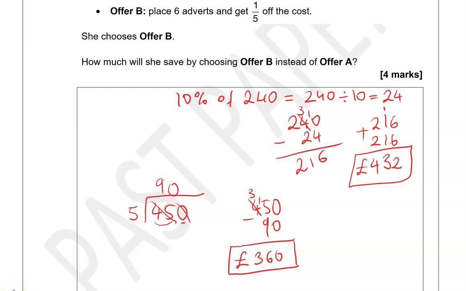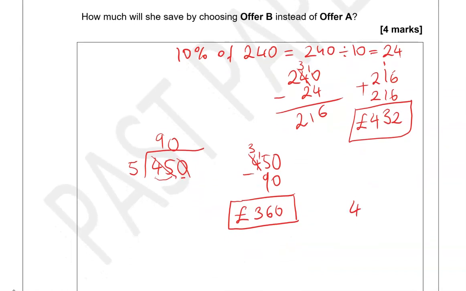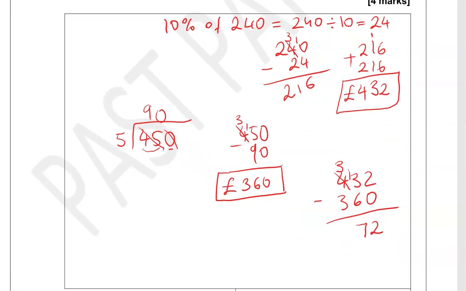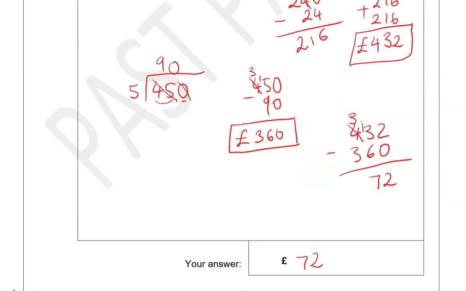So the question is, how much will she save by choosing offer B instead of offer A? So what we're going to do is 432 take away 360 to work out the difference. So 2 take away 0 gives us 2. We've got to take away 6 from 3, so that means we need to borrow 1 from the 4. So 13 take away 6 gives us 7. 3 take away 3 is 0. So £72 are saved.